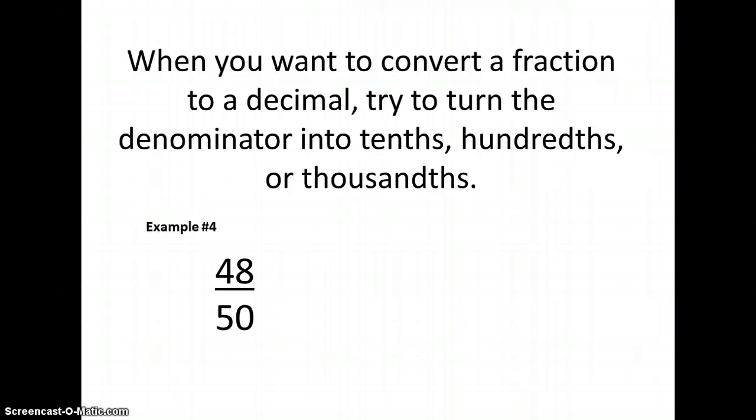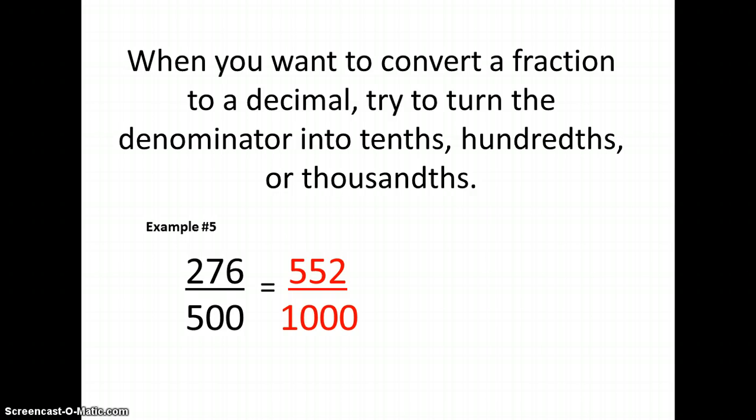48/50 does not have a denominator of 10, 100, or 1,000, but I know that 50 times 2 is 100, so 48 times 2 is 96. So as a decimal, 48/50 is 96 hundredths. 276 over 500 does not have a denominator of 10, 100, or 1,000, but I know that 500 times 2 is 1,000, so 276 times 2 is 552, or 552 thousandths written as a decimal.